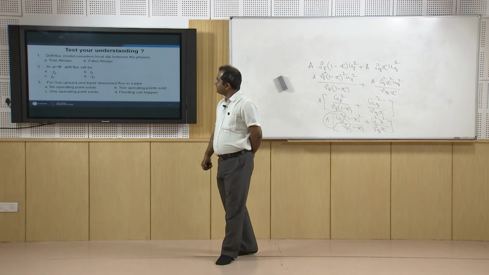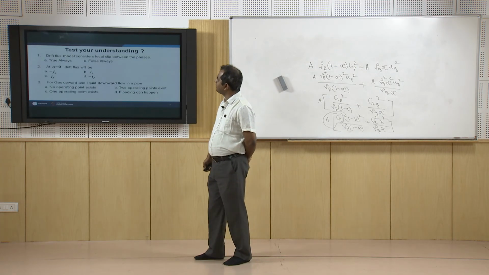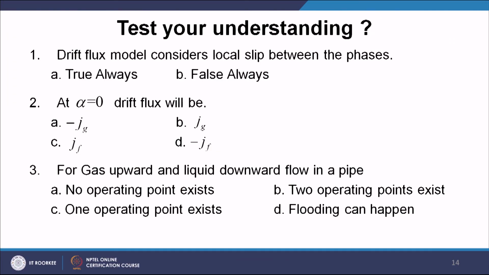Let us have some practice. We have 3 questions over here. The first: the drift flux model considers local slip between the phases. Your answer is in between true and false. Obviously, the correct answer will be true.